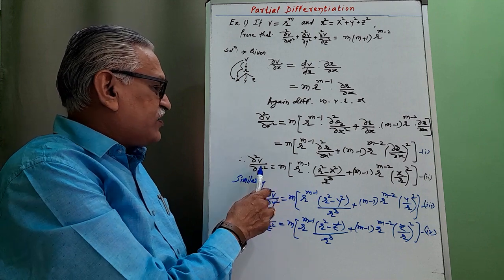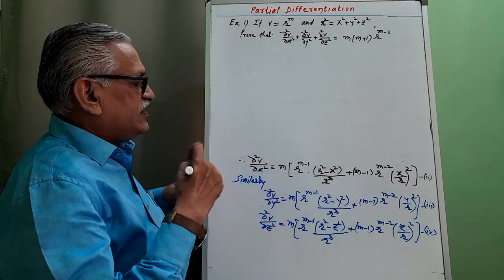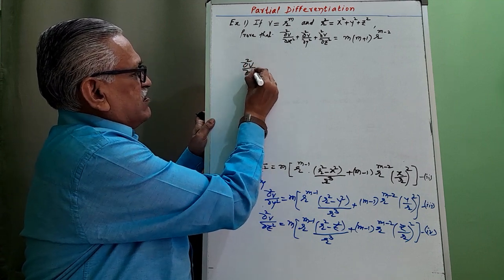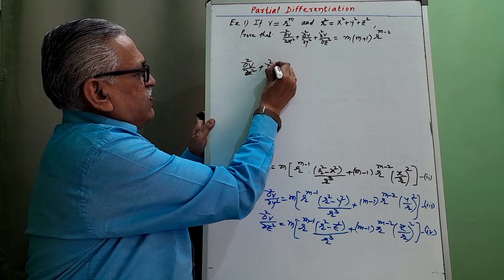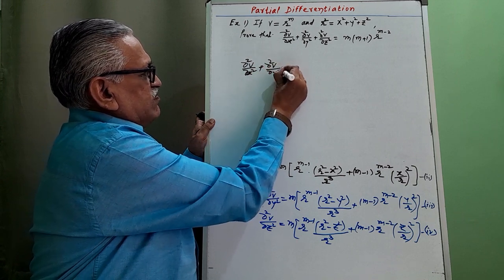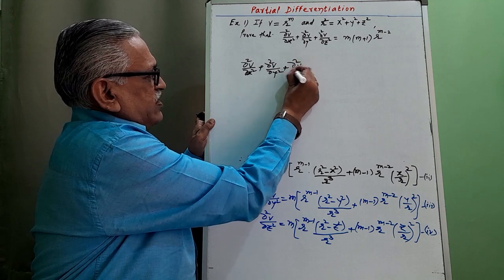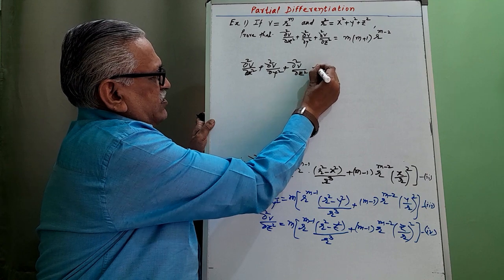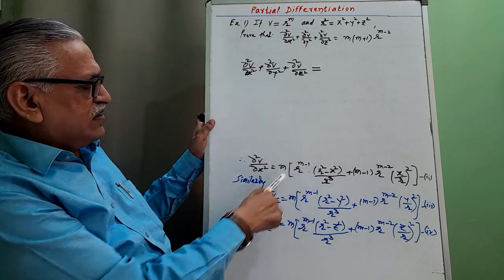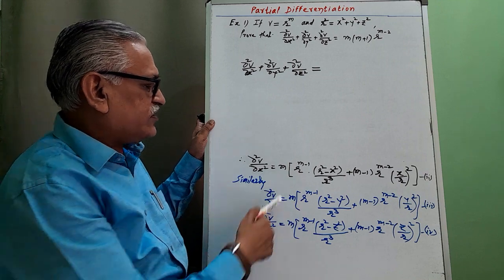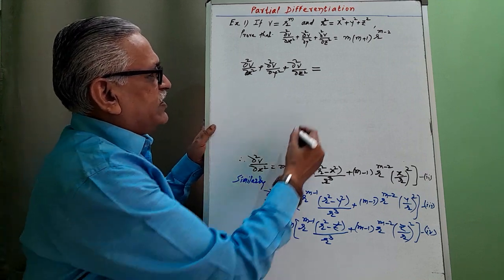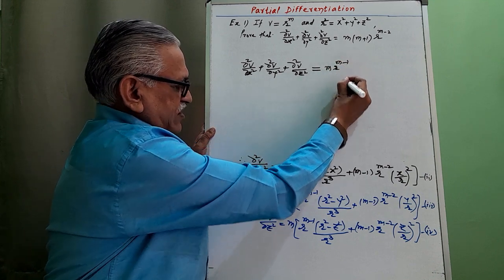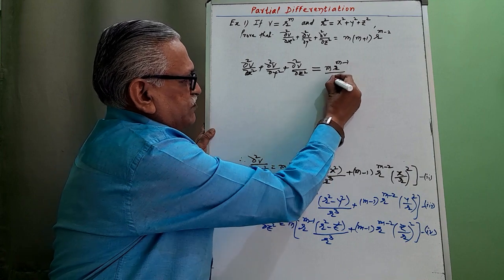Square. And then adding equations 2, 3 and 4, we get the addition of the left hand side as ∂²V/∂x² plus ∂²V/∂y² plus ∂²V/∂z² is equal to, adding the first term of all these three equations, common is m r raised to m minus 1 divided by r cube.